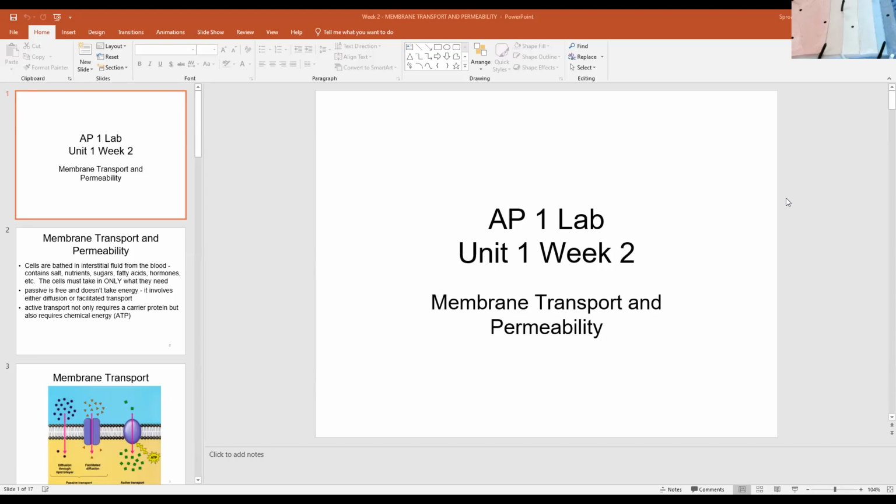Okay, let's go ahead and start. What we're going to do today is some actual hands-on experiments. I think if you're zooming, you should be able to see the slide. It says Unit 1, Week 2, membrane transport and permeability.